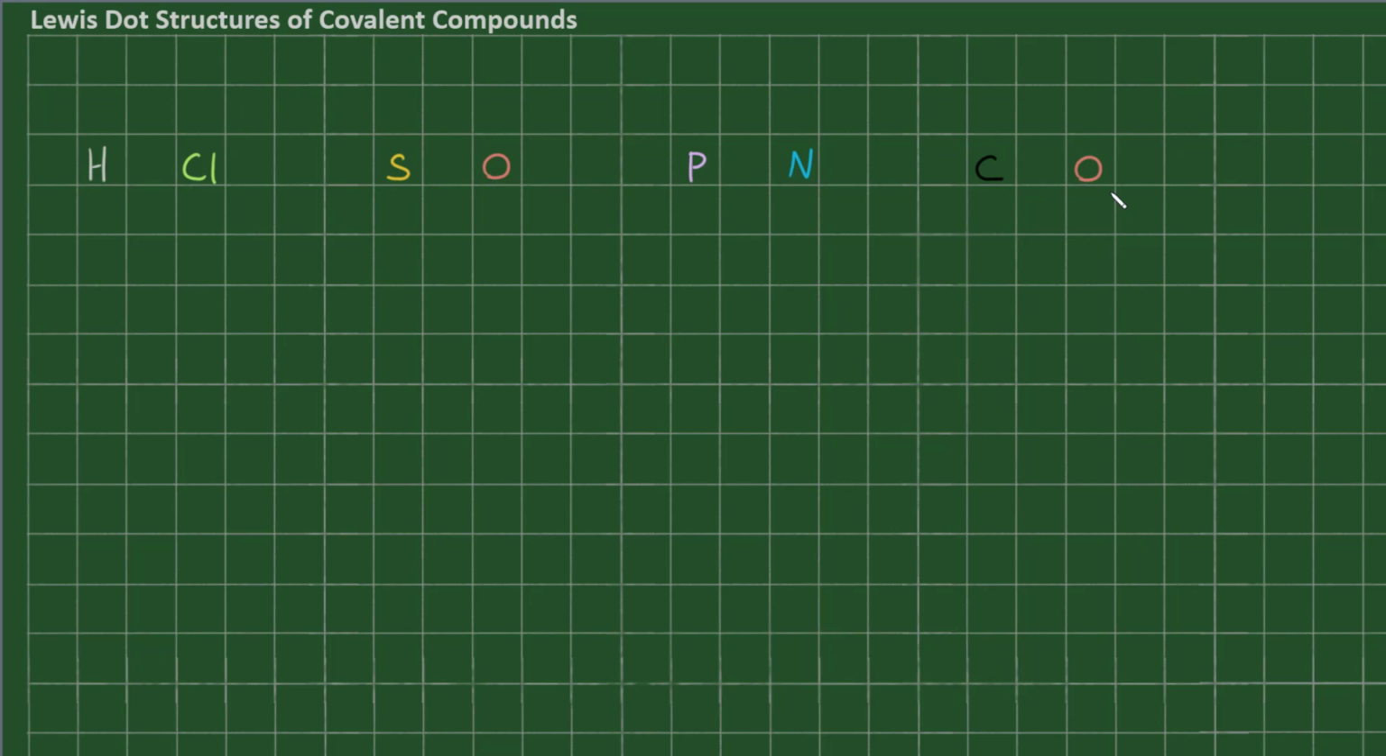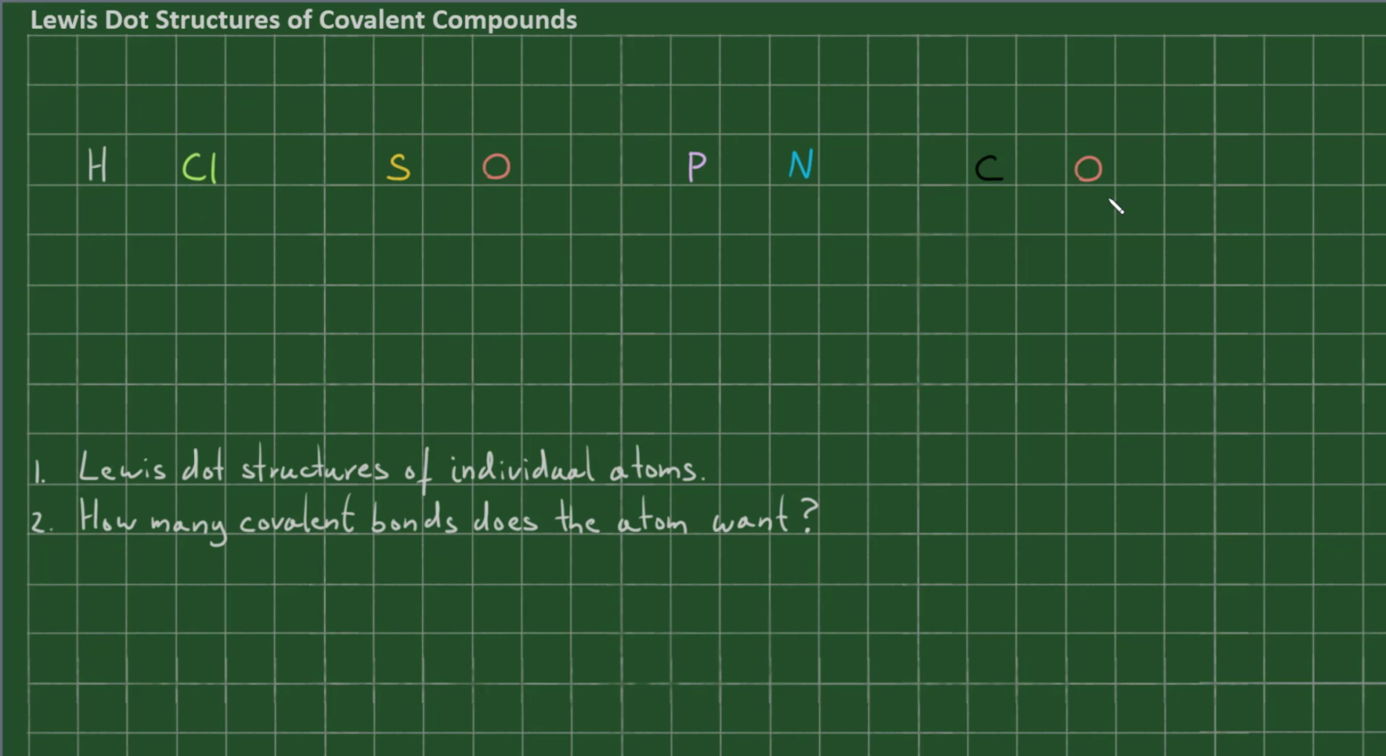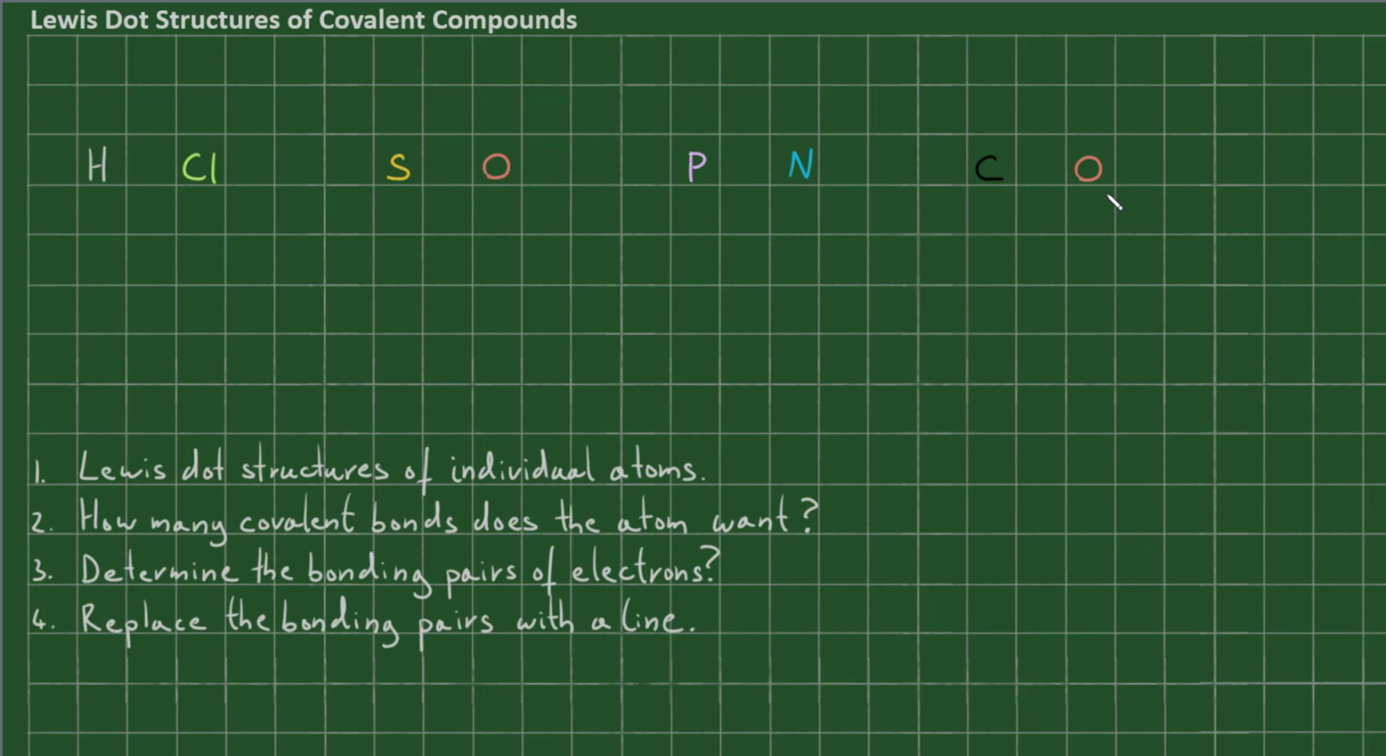To help you with the task, here are the 5 steps that I recommend you follow. Firstly, draw the Lewis dot structures of individual atoms. Then, based on the number of single valence electrons, determine how many covalent bonds each atom wants to form. Next, determine or circle the bonding pairs of electrons. Once you have done that, replace each bonding pair with a line. And finally, draw the non-bonding lone pairs of electrons. So pause the video and have a go.